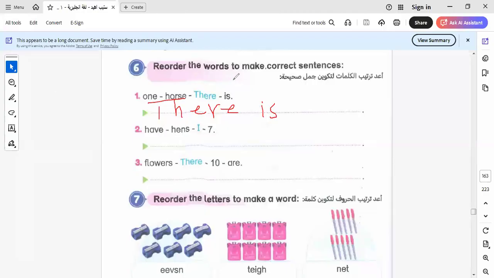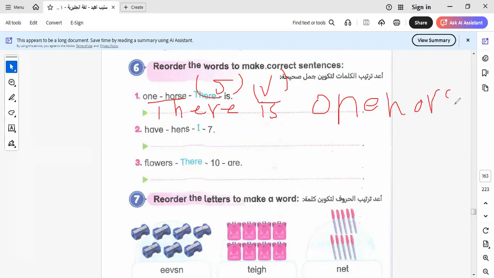So it will be your subject. There is the verb. There is what? There is one horse here. There is one horse. So I can do it like this. Okay, I answer two of them, and I will leave the last one for you to do by yourself. Here we say, I have 7 hens. I have 7 hens.